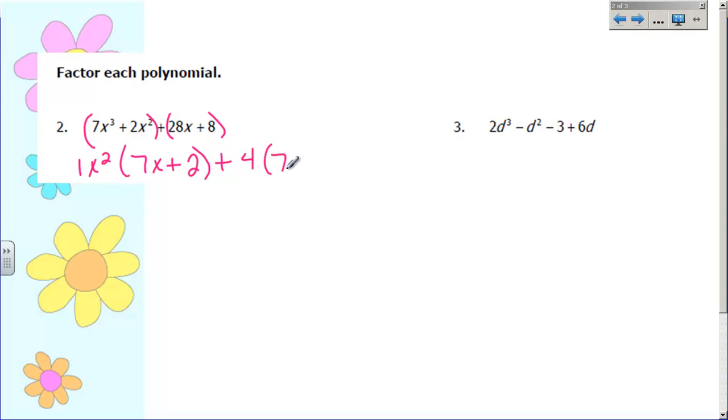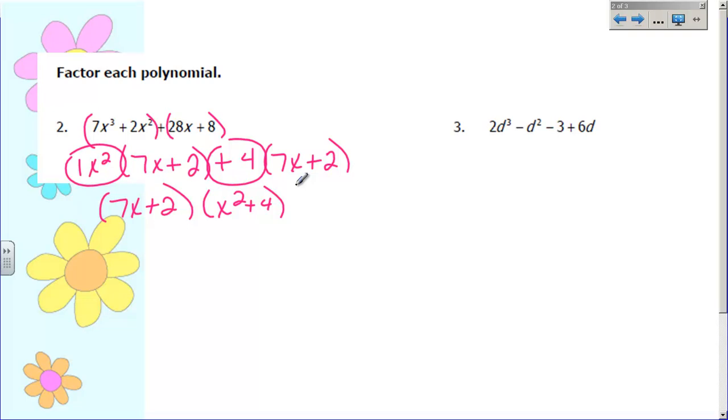28 divided by 4 is 7, and I still need the x. And 8 divided by 4 is 2. Now the stuff in parentheses matches, so one of my factors is 7x plus 2. The other factor is what is not inside parentheses, so it's x squared plus 4.